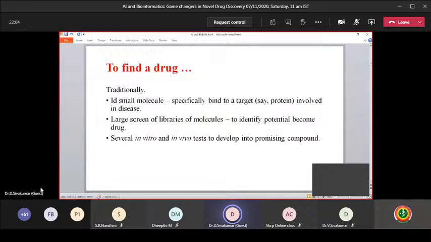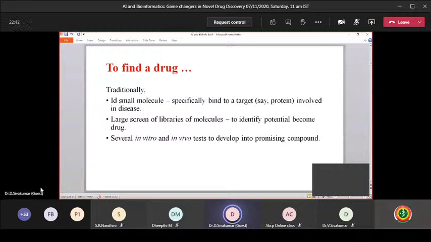Traditionally, to find a drug, what does a pharmacist or a scientist doing drug research do? In order to identify a small molecule which can become a drug in the later stages, they first need to find out whether it is able to bind to a specific target. For example, they identify a disease, then they look into the several targets and what is the special target, and whether it is able to target that particular protein or the DNA involved in the disease.